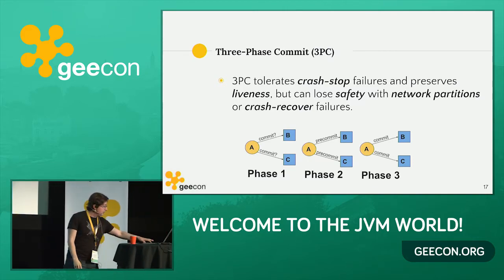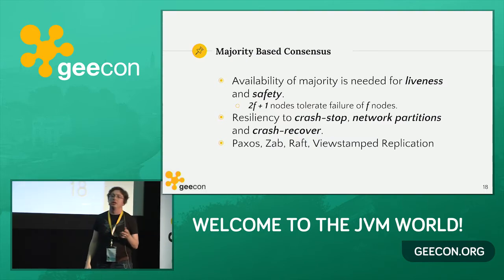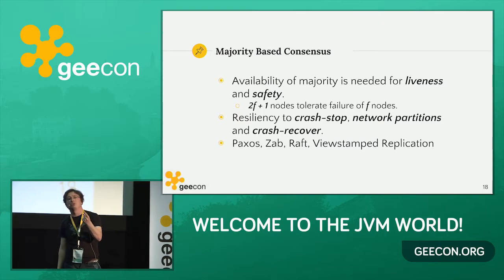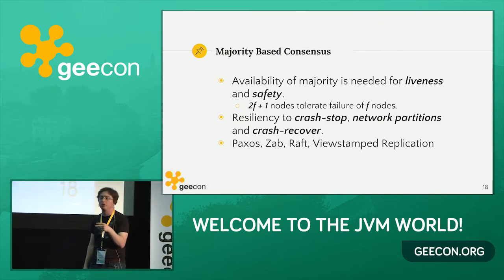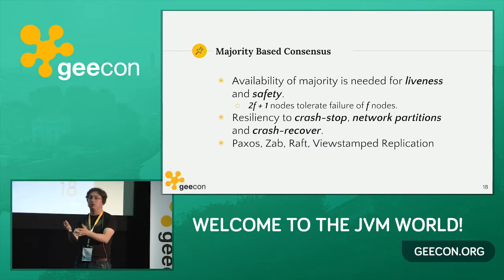And last, we have majority-based consensus algorithms. They rely on availability of a majority of nodes to guarantee safety and liveness in the system. For instance, to tolerate failure of a single node, they require 3 nodes. To tolerate failure of 2 nodes, they require 5 nodes. So if you lose 3 of your 5 members in the cluster, those algorithms will block. And if you recover at least one of them, they can work again.